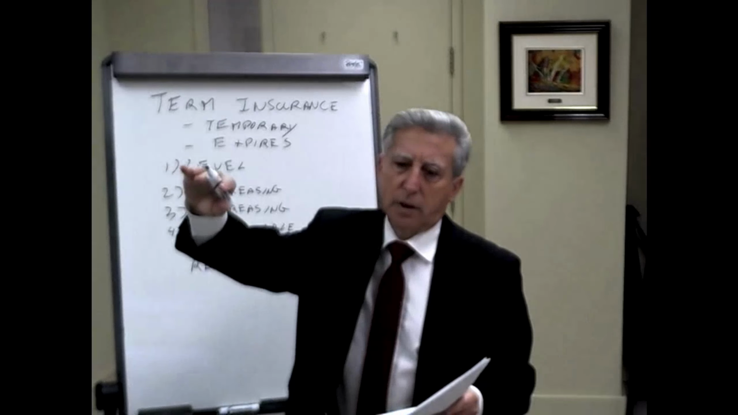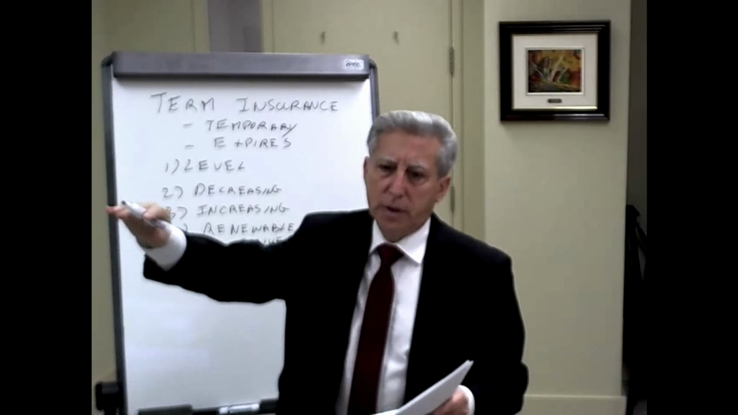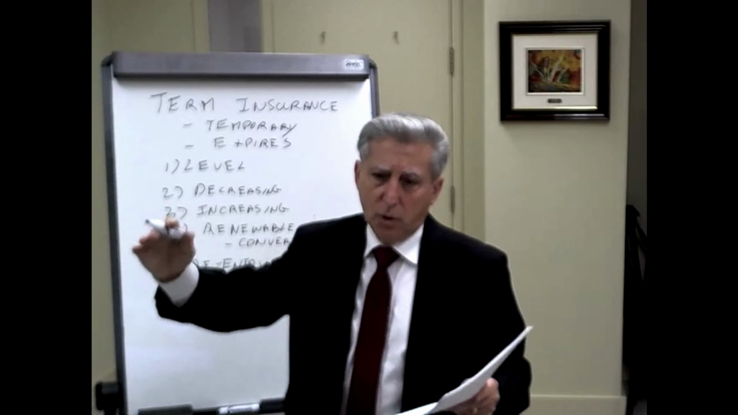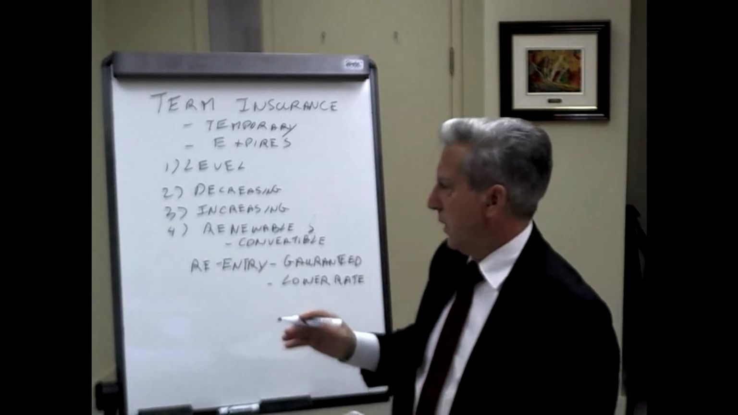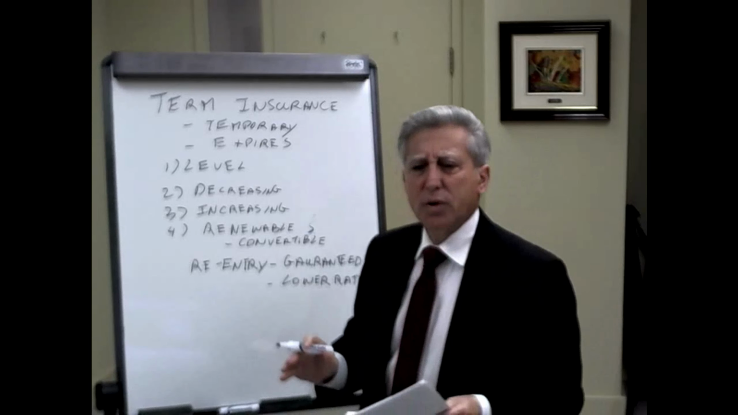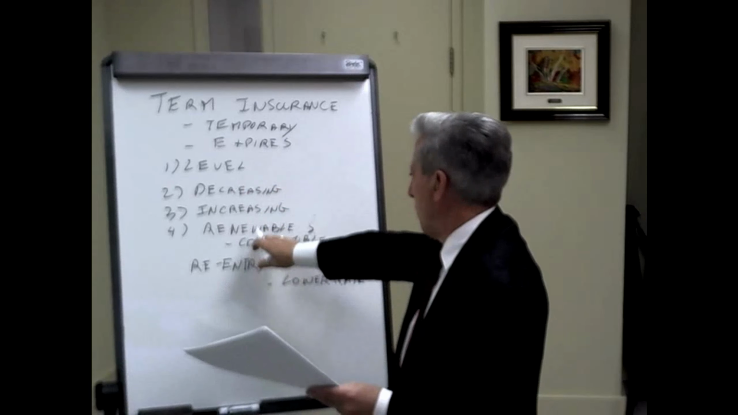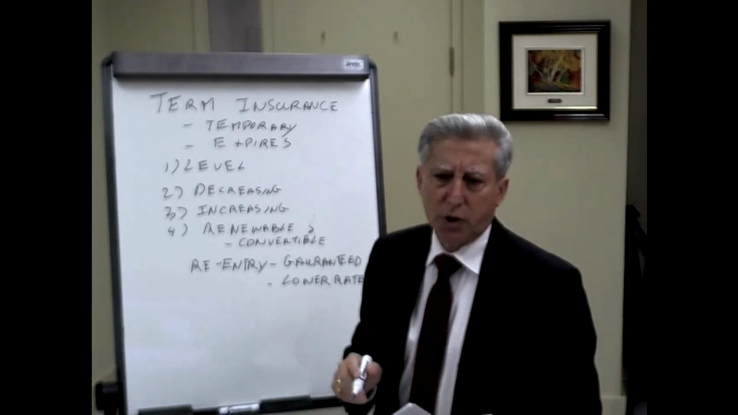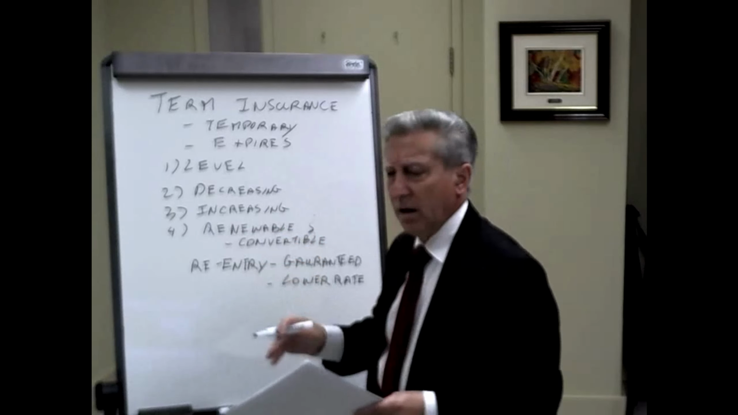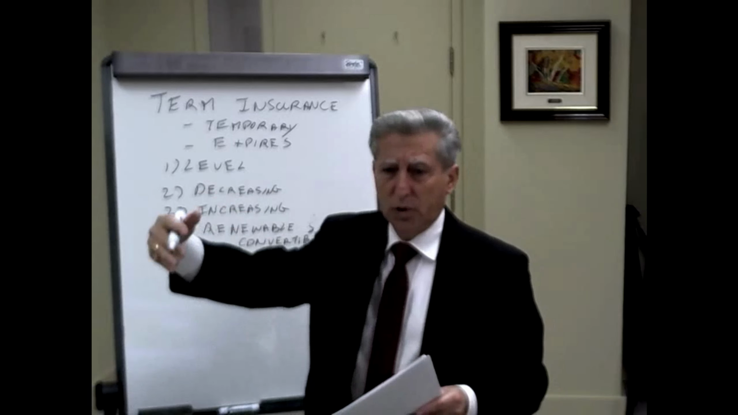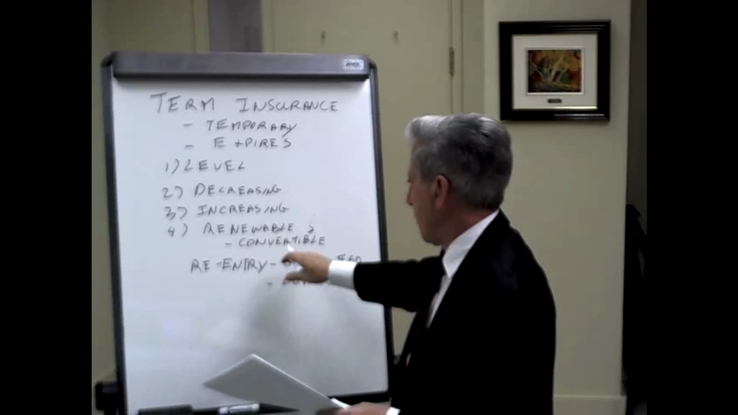We've got an increasing amount of coverage, and we also have an increasing amount of premium as well. So you need to make sure your client is aware of those issues. Probably the most popular of the level term product is what we call renewable and convertible term insurance. So it's renewable in that every period it renews automatically, okay, and it's also convertible.